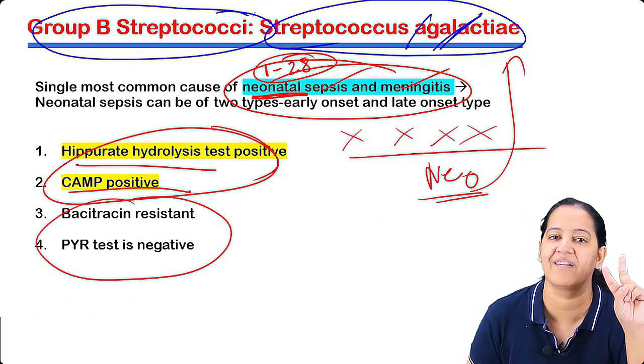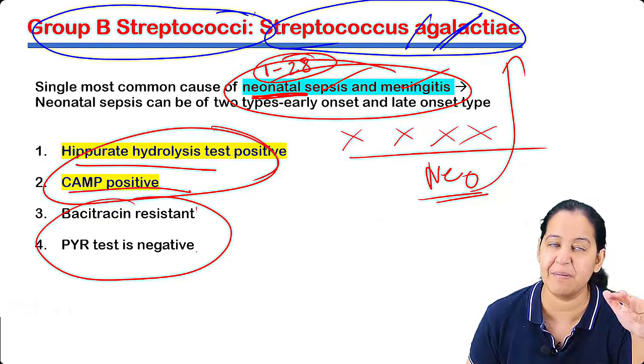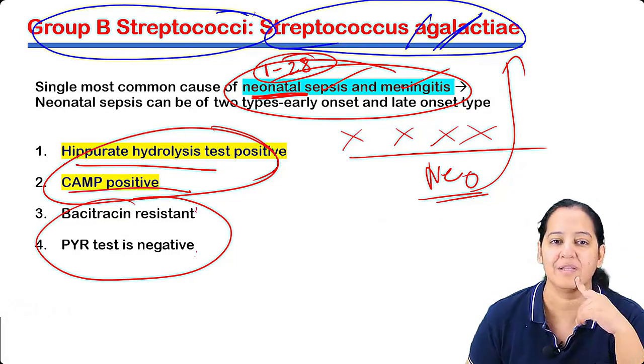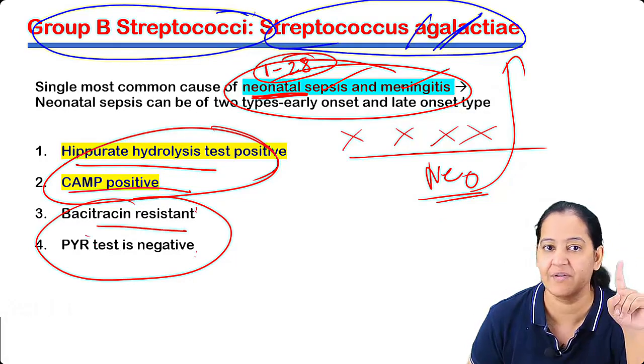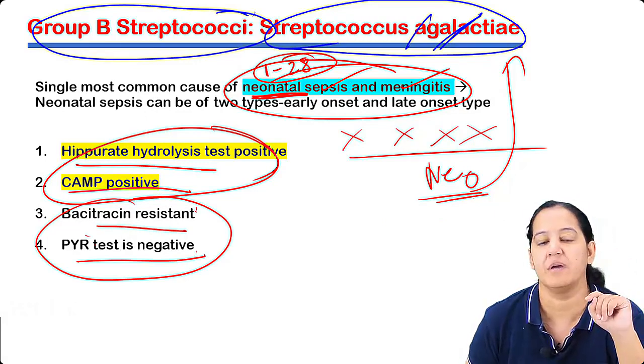Can you read these 2 terms? Bacitracin and PYR. These two are reversed. Bacitracin and PYR were the unique things in group A. This is bacitracin resistant, not sensitive. This is PYR negative, not positive. Are you getting my point?